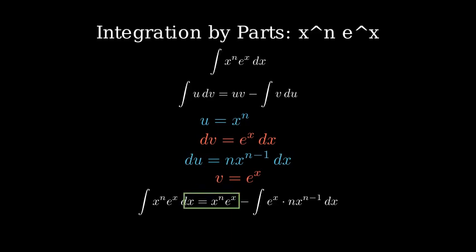The first term will be u times v, which is x to the n times e to the x. Then we subtract the integral of v times du, which is the integral of e to the x times x to the n minus 1 dx.